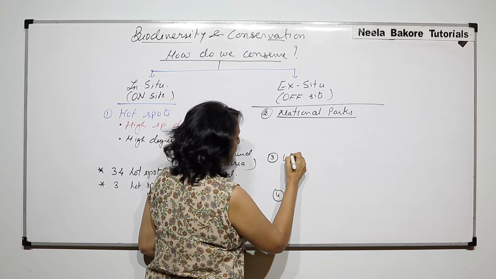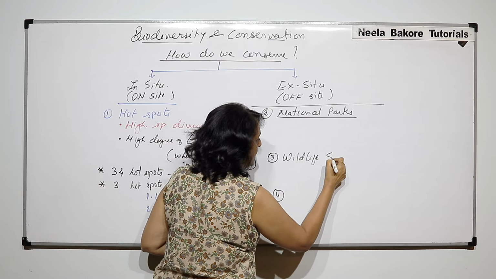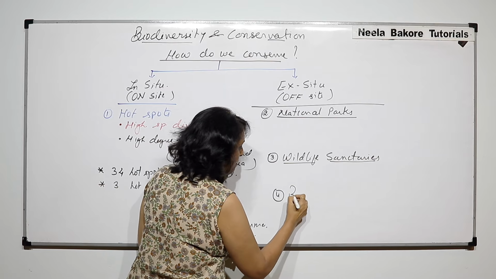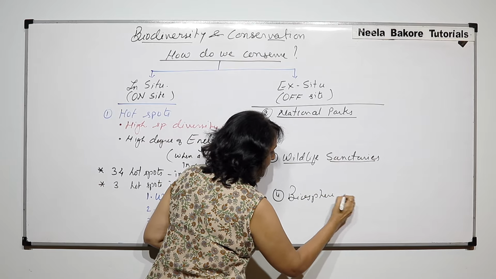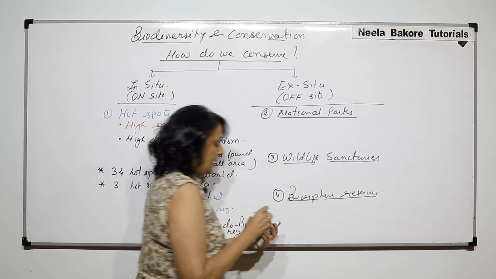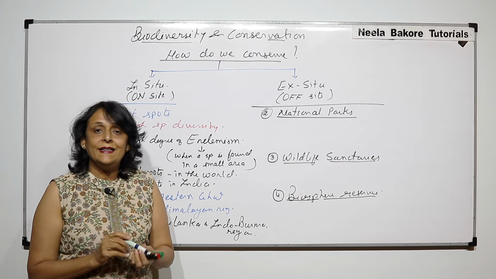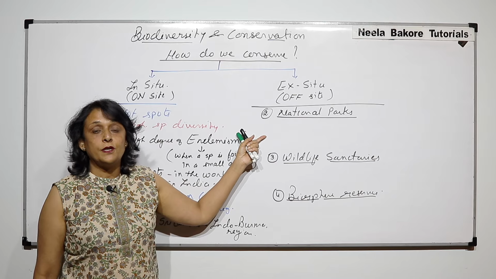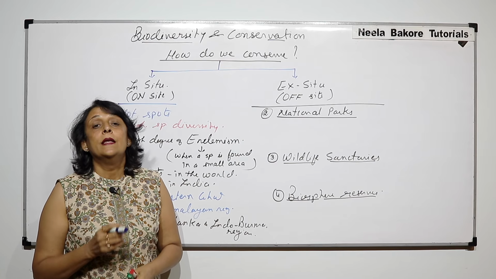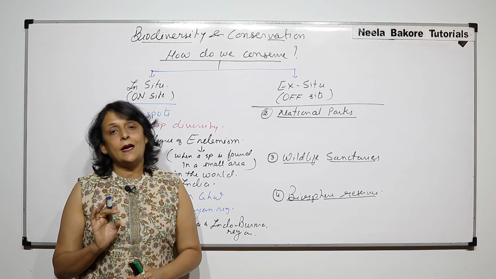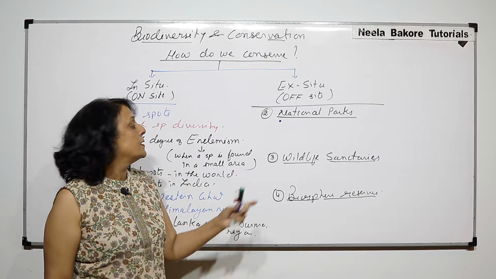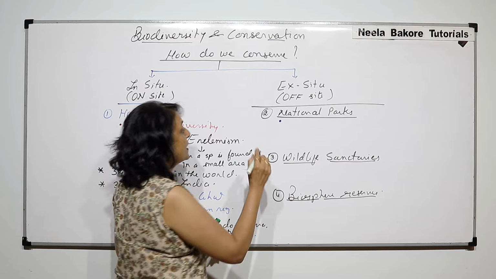National parks, wildlife sanctuaries, and biosphere reserves. In all these 3 categories, it is in situ conservation. That means all the organisms which are conserved, be it plant or animal, they are conserved or protected in their natural habitat. First, let us write down the numbers of national parks, sanctuaries, and biosphere reserves in India.